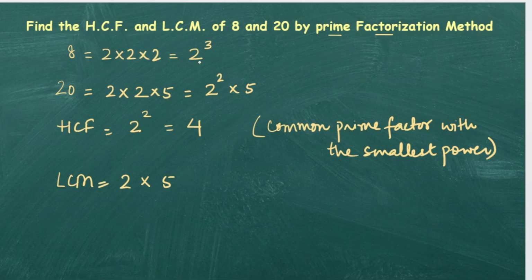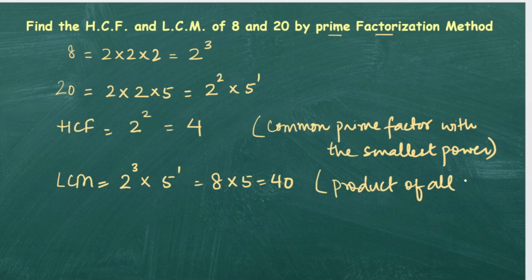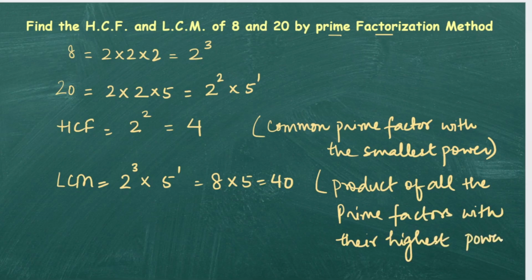Now, out of 2 square and 2 cube, which is the highest? 2 cube. So put 2 cube. And in the 5, there is just one power, 5 to the power of 1. So that is this. So now 2 cube is 8 and 8 times 5 is 40. So that's the LCM of 8 and 20. So to find the LCM, take the product of all the prime factors, whichever prime factors are there, but with their highest power. So remember, for the HCF, we have the smallest power. For LCM, always highest powers.